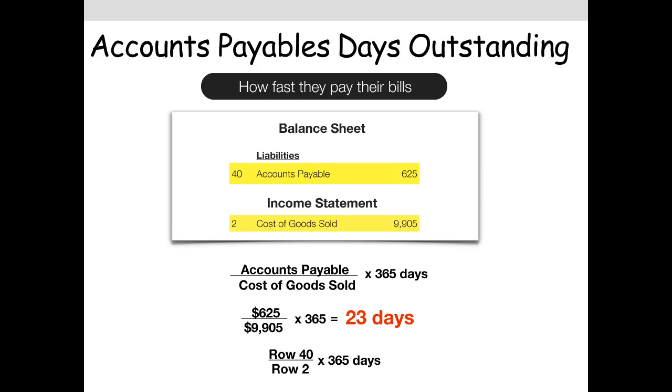This means they are very fast payers, so companies thinking about providing credit to the business should feel very comfortable with the numbers. So this class is over.